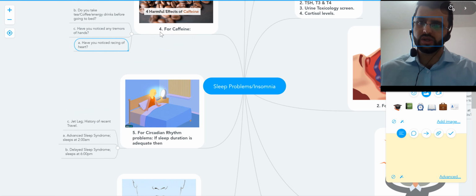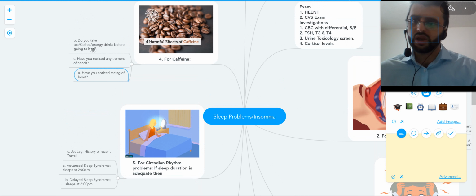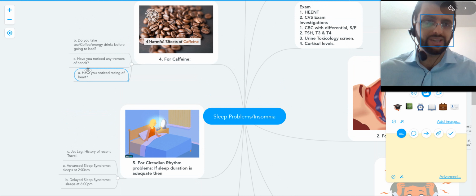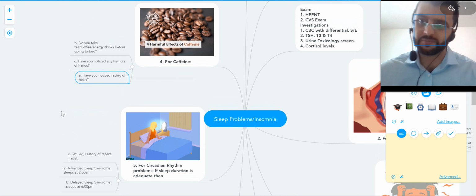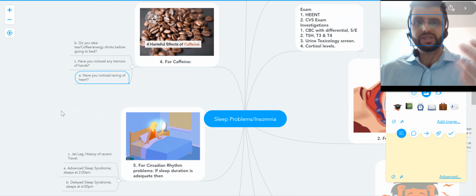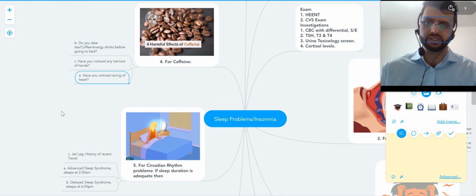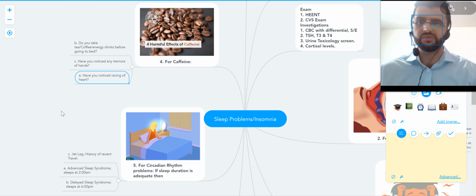Okay, and this one for caffeine. Caffeine, do you take coffee before you go to bed? This is important, obviously. Have you noticed any tremors of your hand? Okay, and have you noticed any racing of your heart? Okay, these are the things for caffeine.